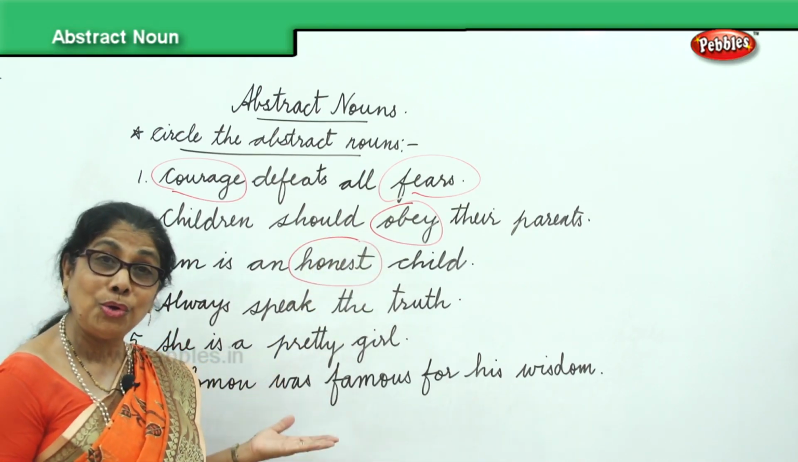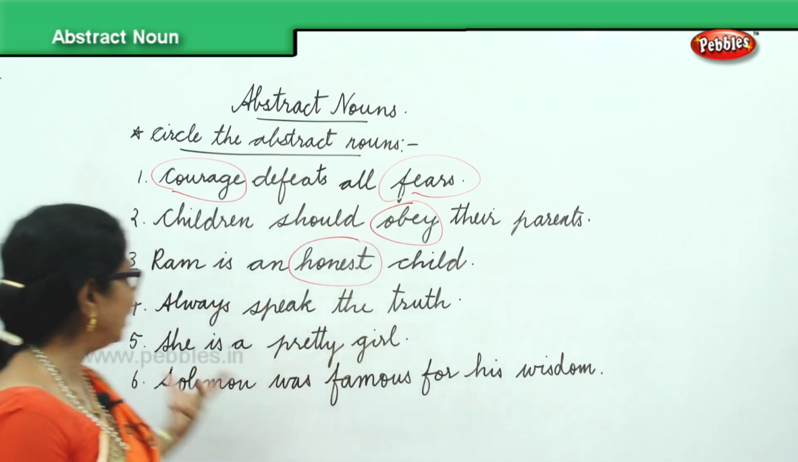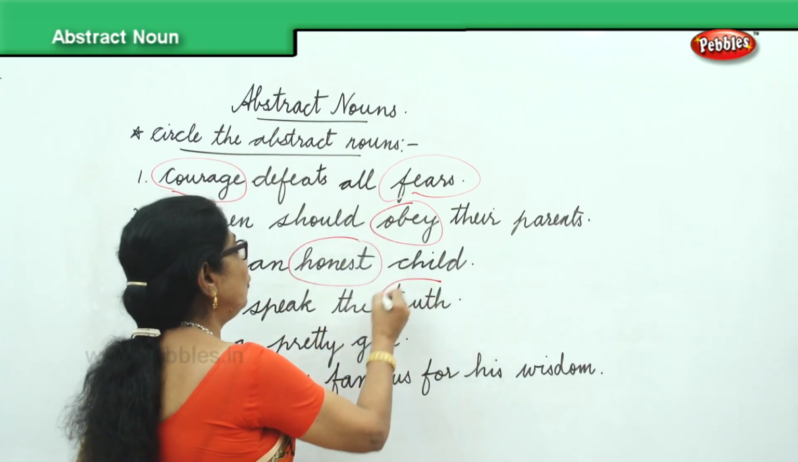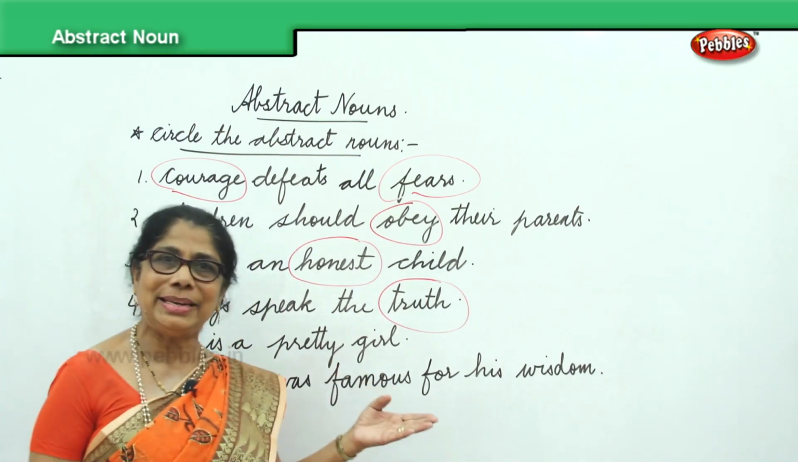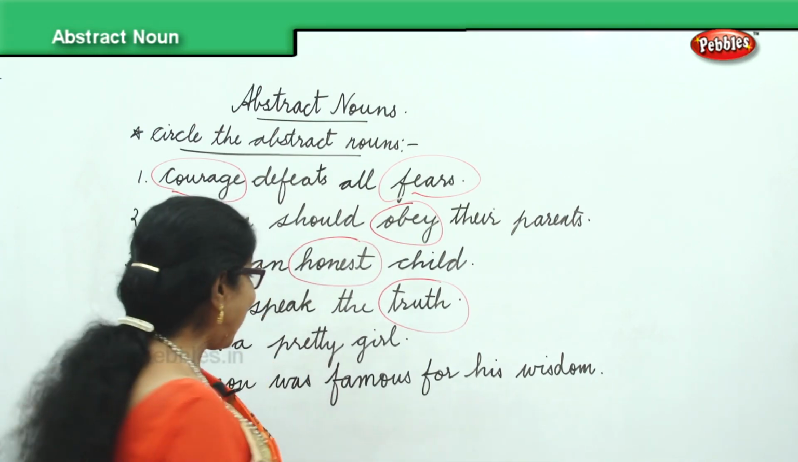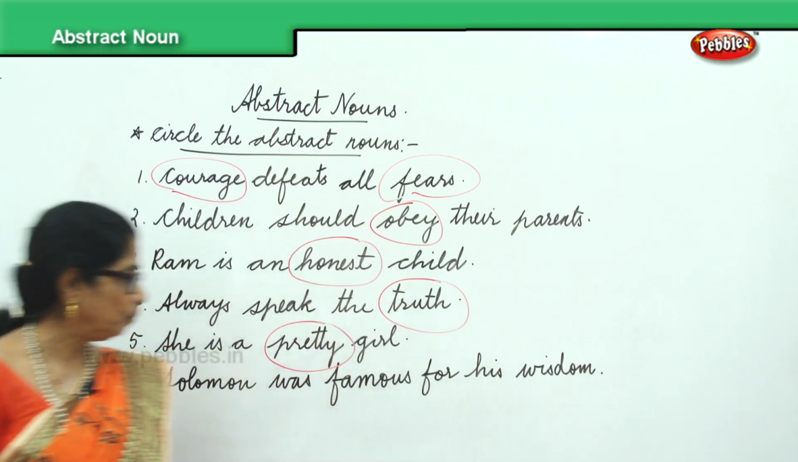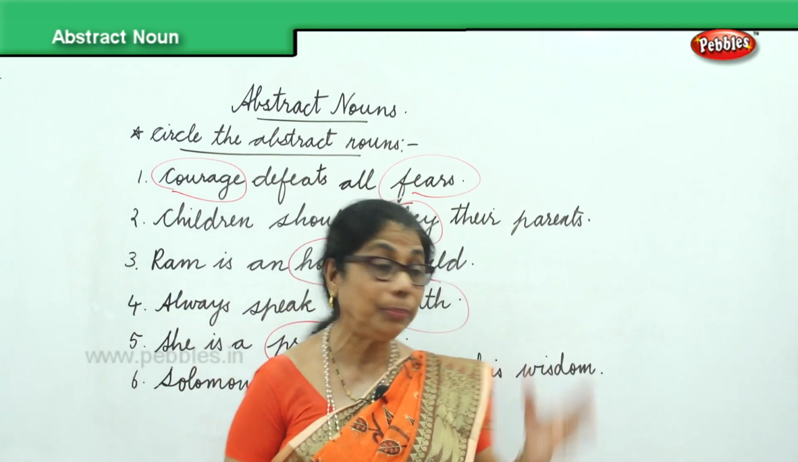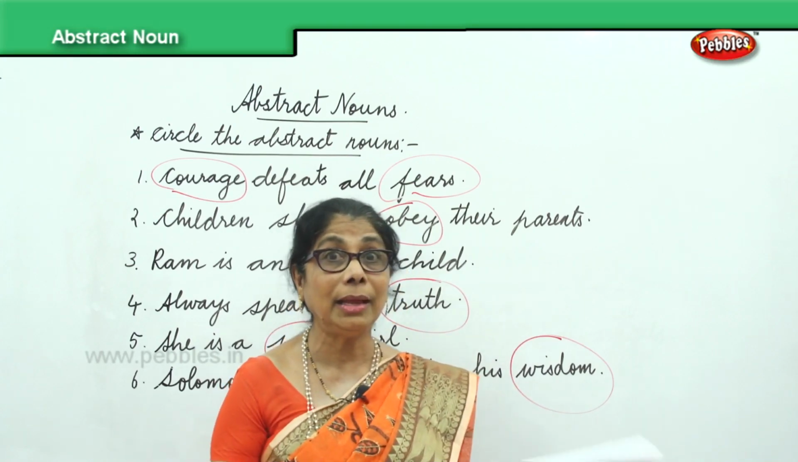As we go along doing a lot of exercises, we understand the abstract noun. Next one. Always speak the truth. Truth is an abstract noun. Very good. Next. She is a pretty girl. Pretty, ugly, pretty, beautiful. All these are abstract nouns. Now, Solomon was famous for his wisdom. Wisdom, wise person. You can only think about it.